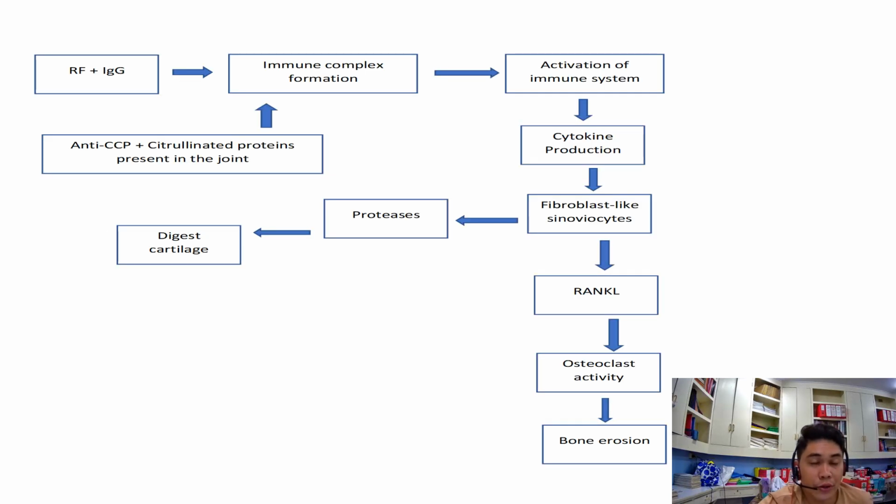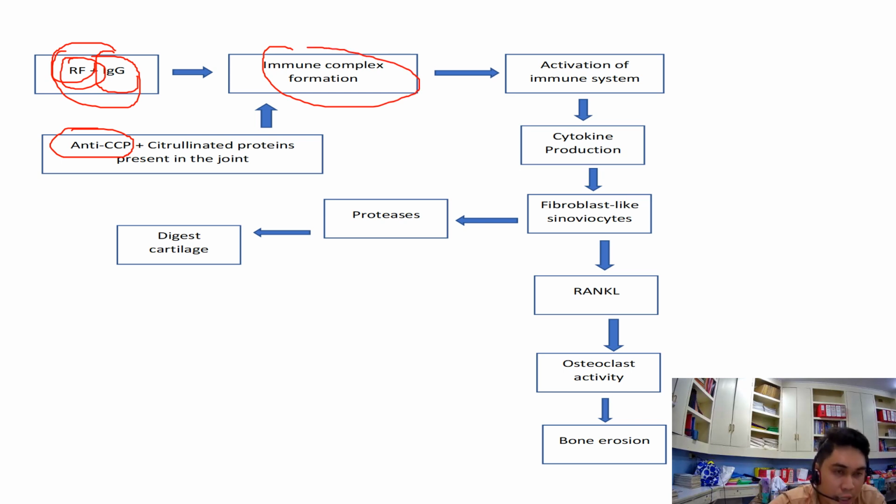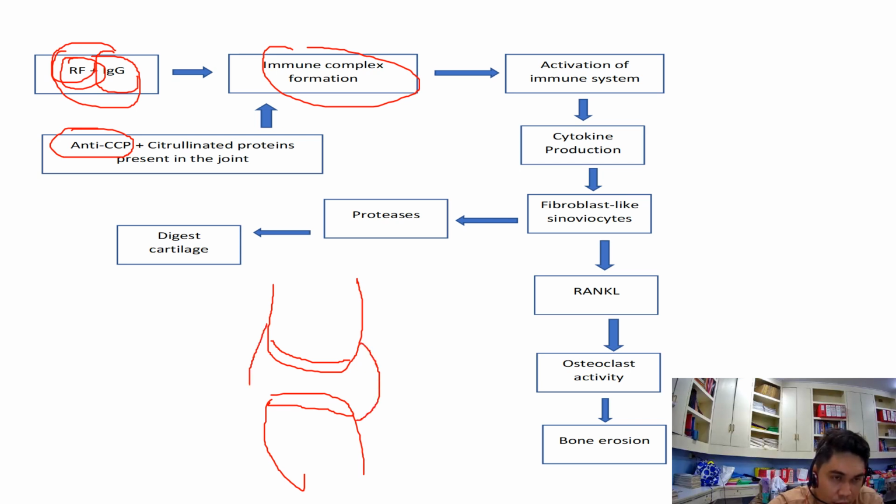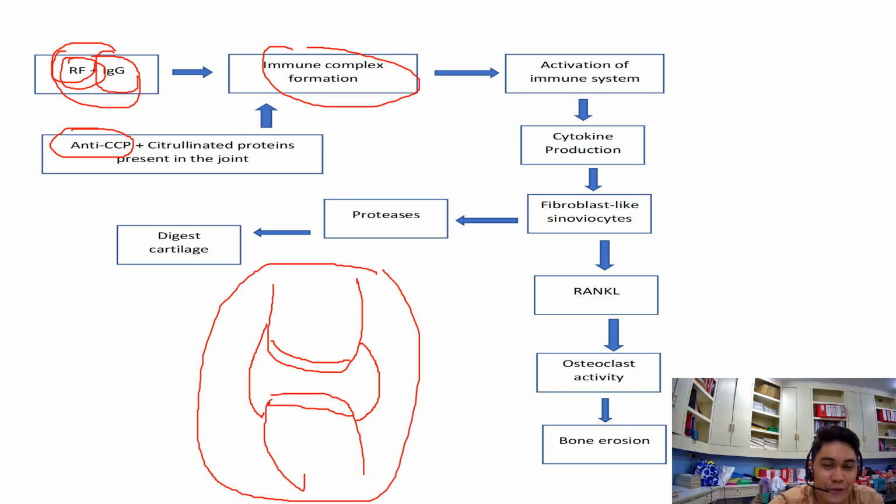Next, this is the pathophysiology for rheumatoid arthritis. First, you have the development of antibodies, your RF and anti-CCP. RF will react with the Fc portion of IgG, and if there's a reaction between RF and IgG, then you have immune complex formation. Let's say this is the bone, then you have the cartilage, then bone, then cartilage, and this is the synovial membrane. So this is our joint.